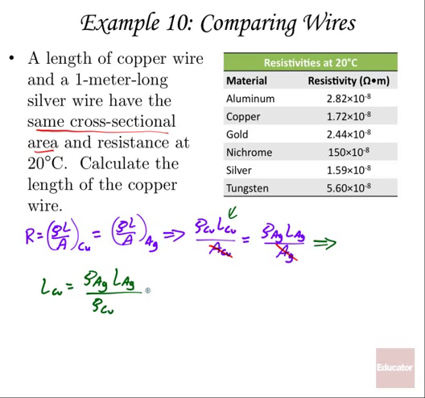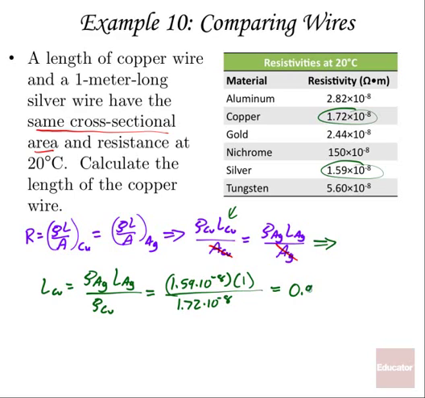Now I can substitute in my values. The resistivity of silver I get from my table. That's going to be 1.59 times 10 to the minus 8 ohm meters. The length of my silver wire is 1 meter, and the resistivity of copper from my table is 1.72 times 10 to the minus 8 ohm meters. A little bit of division and calculator work, and I come up with the length of about 0.924 meters.